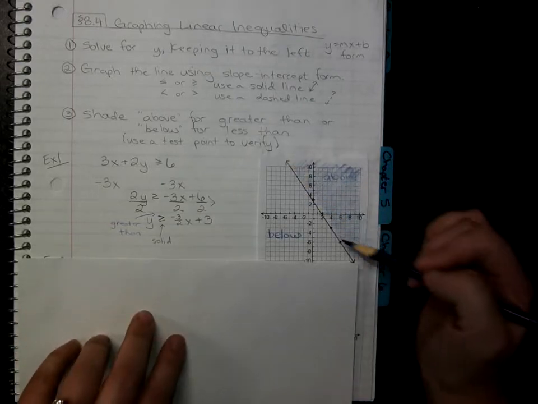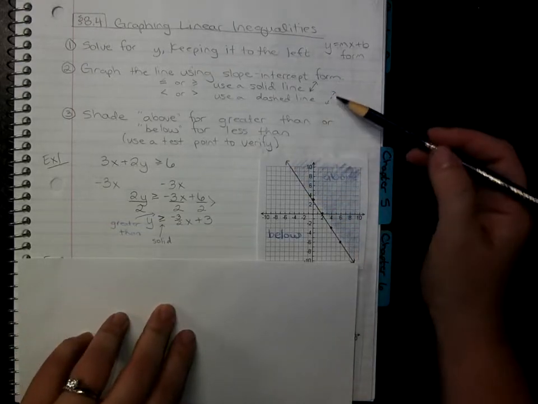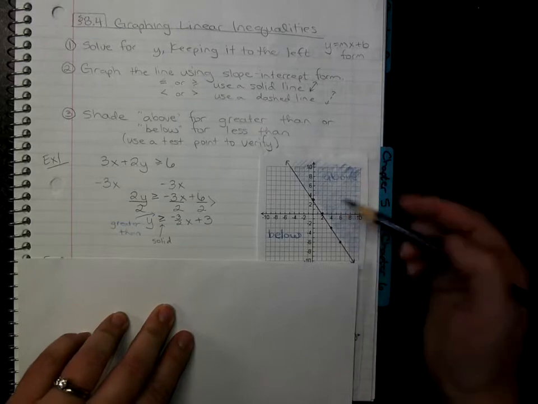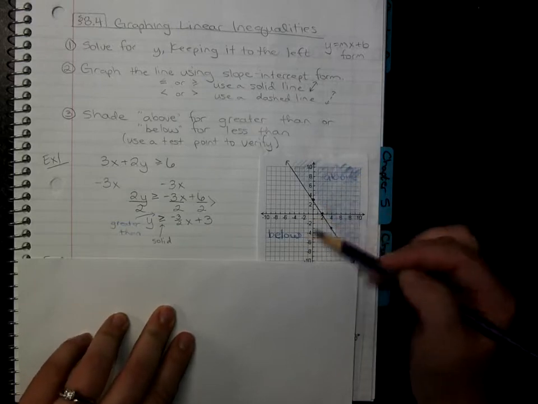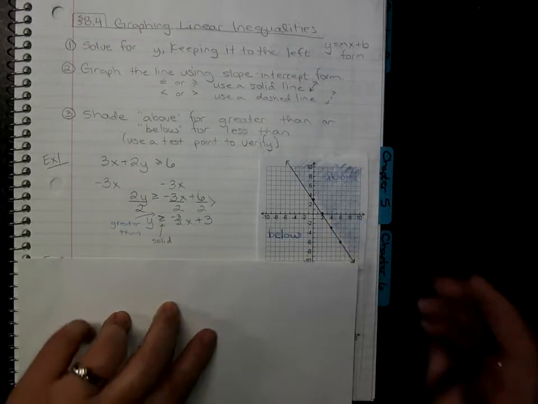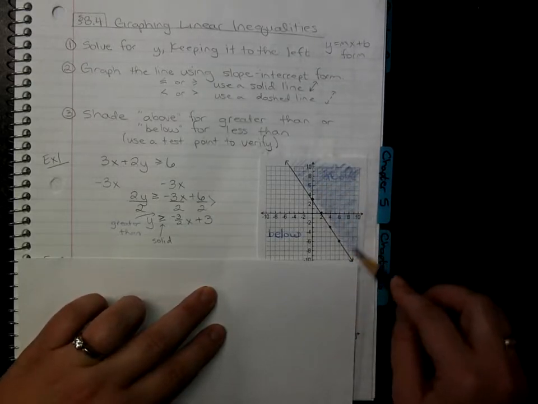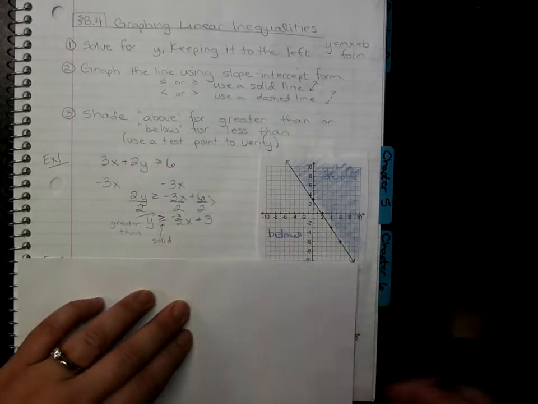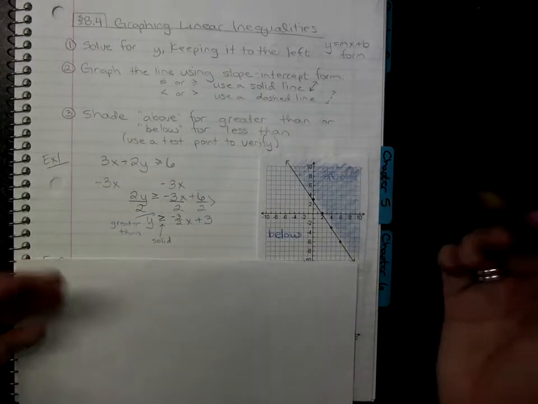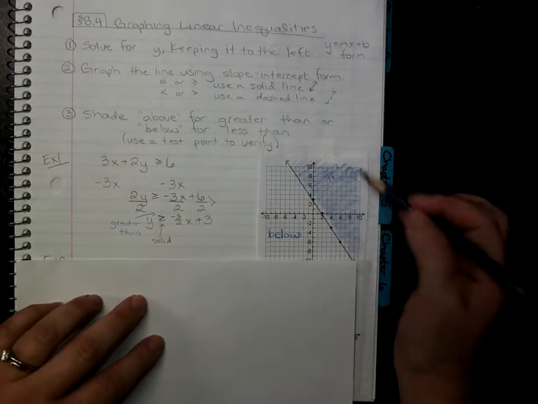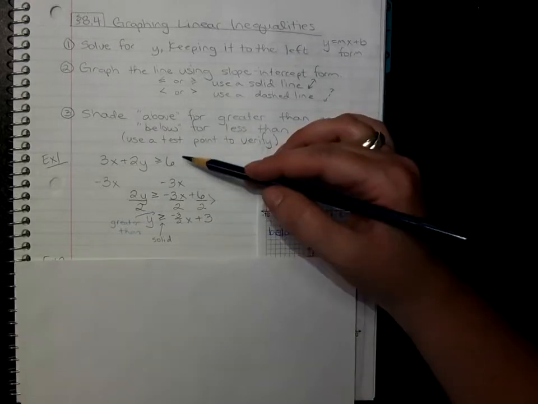You draw your line just like normal, you decide solid or dashed, and then you dump a little bucket of paint above the line or below the line. In this case it would be above, so you shade above, because every single ordered pair above that line makes the inequality true. So there's not just one solution, it's everything above this line makes this inequality true.